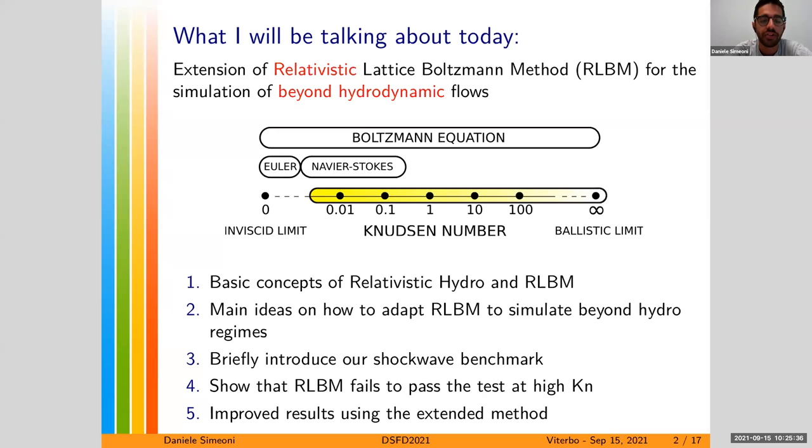Then I'm going to tell you how we extended this method to work with beyond hydrodynamic regimes. I'm going to show you the benchmark that we use to verify our results. And we will see that the previous iteration, which we call the on-lattice iteration of the method, fails to simulate fluids at high Knudsen number. And I will show you how this new iteration is instead working well on our benchmark.